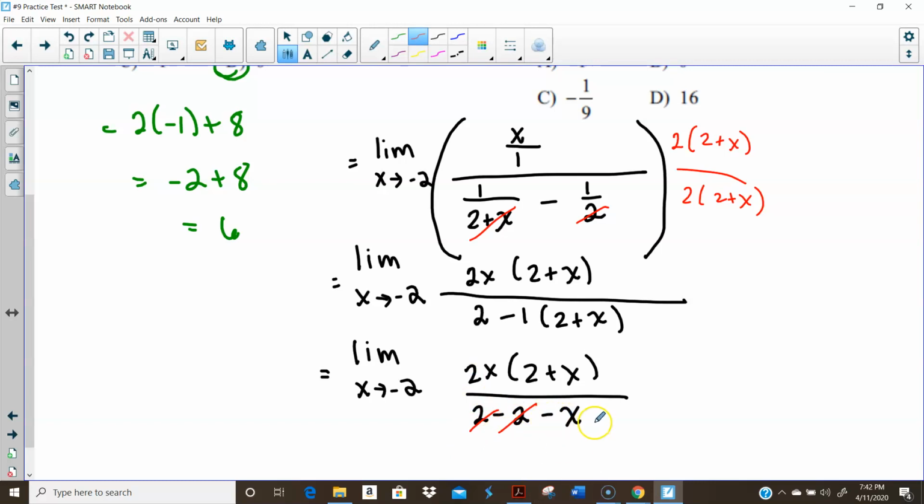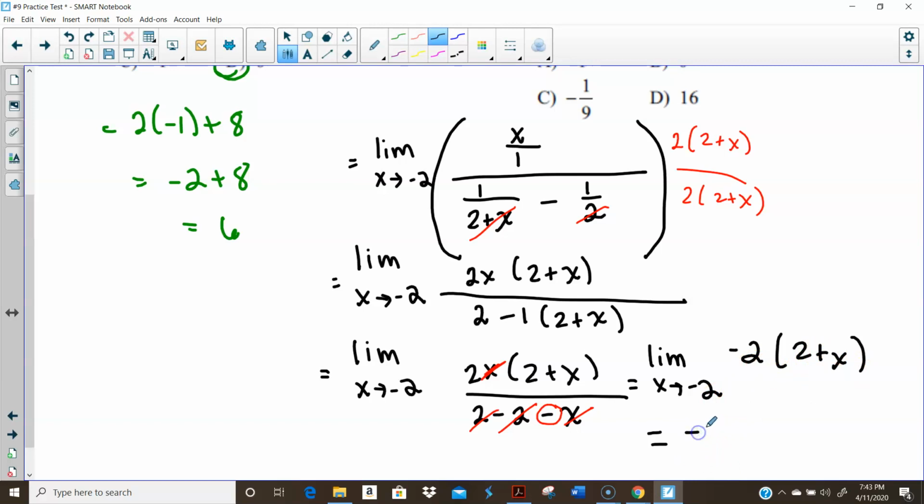This gives us a negative x in the bottom. The x is going to cancel with that x, but we still have a negative. So we'll go ahead and put that negative up in the top. So this is going to equal the limit as x approaches negative 2. In the top, we're going to have negative 2 times 2 plus x, and see this negative, I brought it up top here. All right. Now, we can go ahead and use direct substitution at this point. So in place of x, I plug in negative 2.